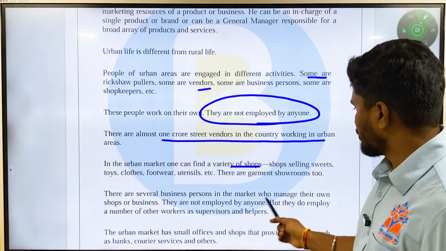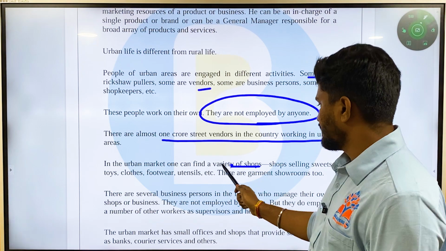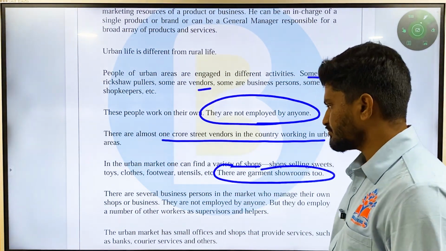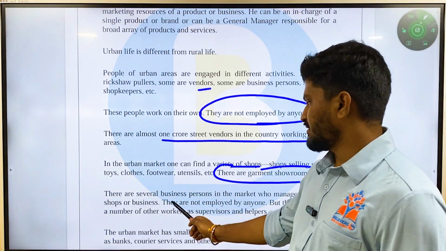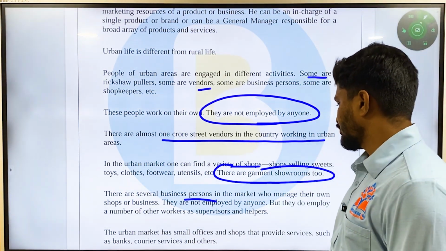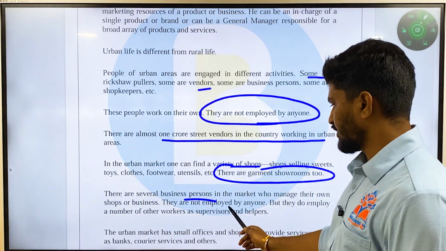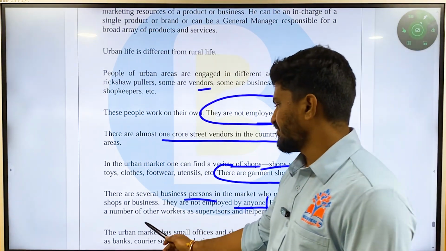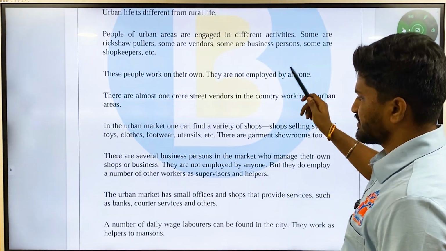You know that, shops selling sweets, toys, clothes, footwear, utensils, etc. There are garment showrooms too, and there are malls, etc. Okay, and then after vendors there are businessmen, business persons in the market, those who manage their own shops or businesses. They are not employed by anyone, but they do employ a number of other workers as supervisors and helpers. Okay, they employ others.